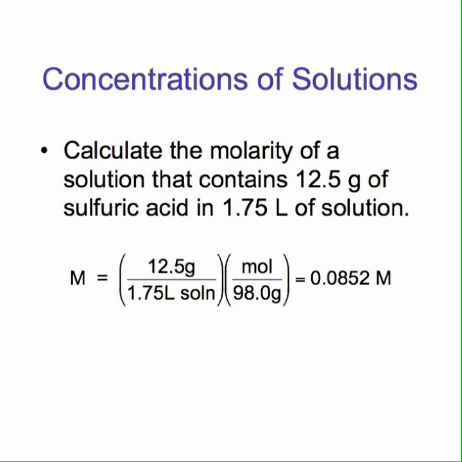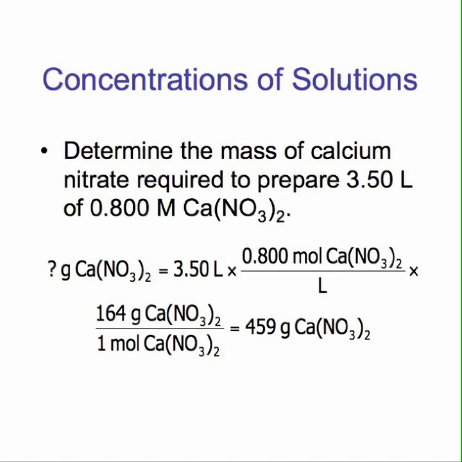In another example, calculate the molarity of a solution that contains 12.5 grams of sulfuric acid in 1.75 liters of solution. So all we need to do here, since we have liters of solution, we just need to convert 12.5 grams of sulfuric acid to moles of sulfuric acid by dividing by the molecular mass of sulfuric acid, 98.0 grams per mole. So in this case, the molarity of the solution would be 0.0852 molar.